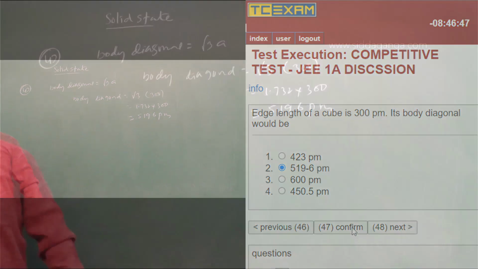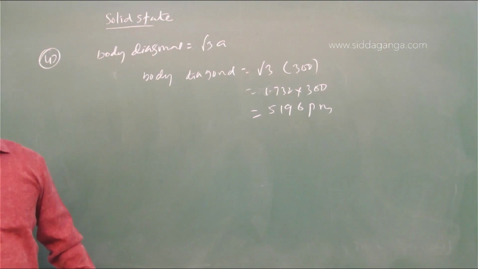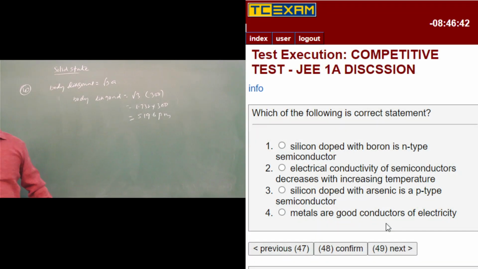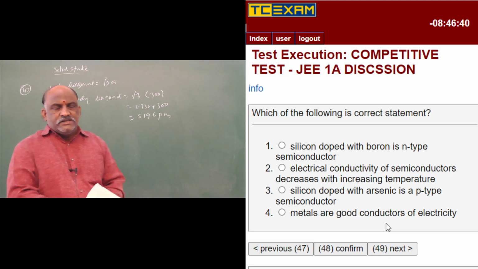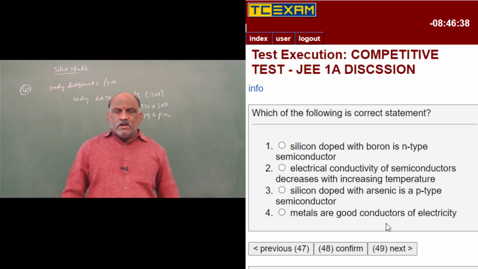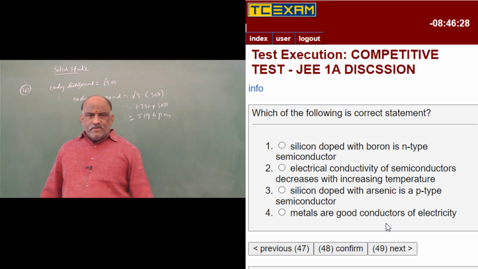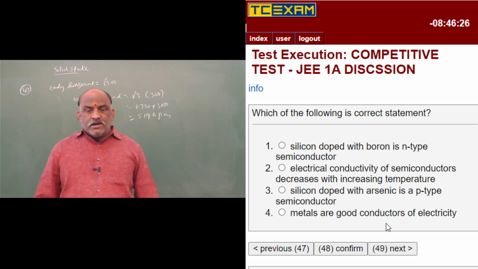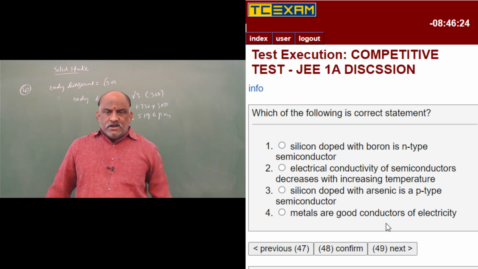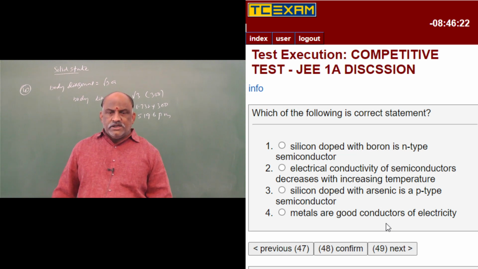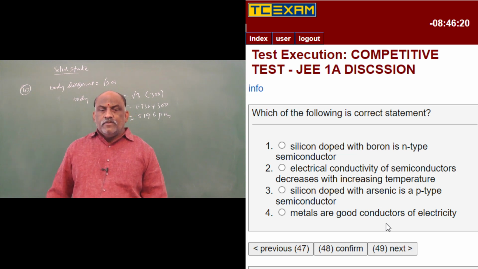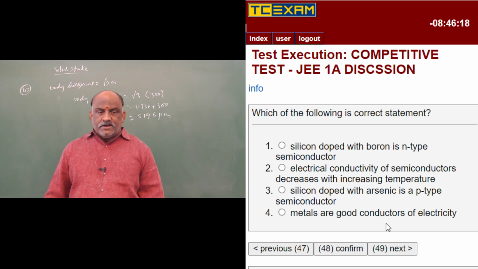Next, question number 48 is a direct question. Which of the following is the correct statement? Silicon doped with boron is an n-type semiconductor, that is wrong. Electrical conductivity of semiconductors decreases with increased temperature, that is wrong. Silicon doped with arsenic is a p-type conductor, wrong. Metals are good conductors of electricity is right. Silicon doped with boron gives a p-type semiconductor.